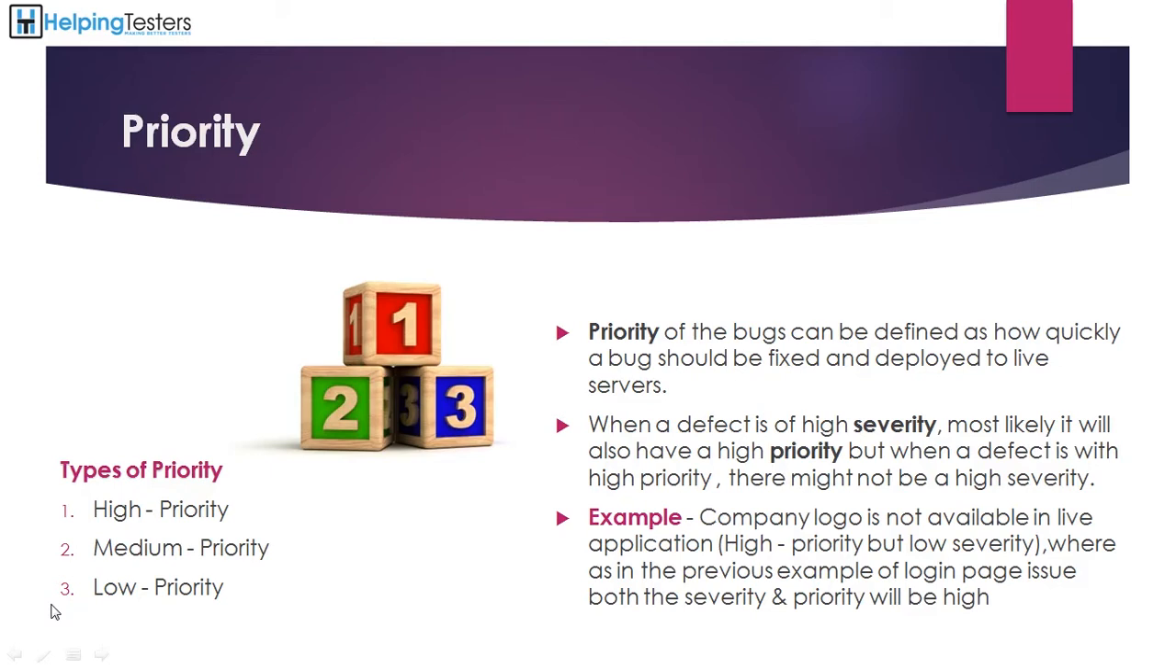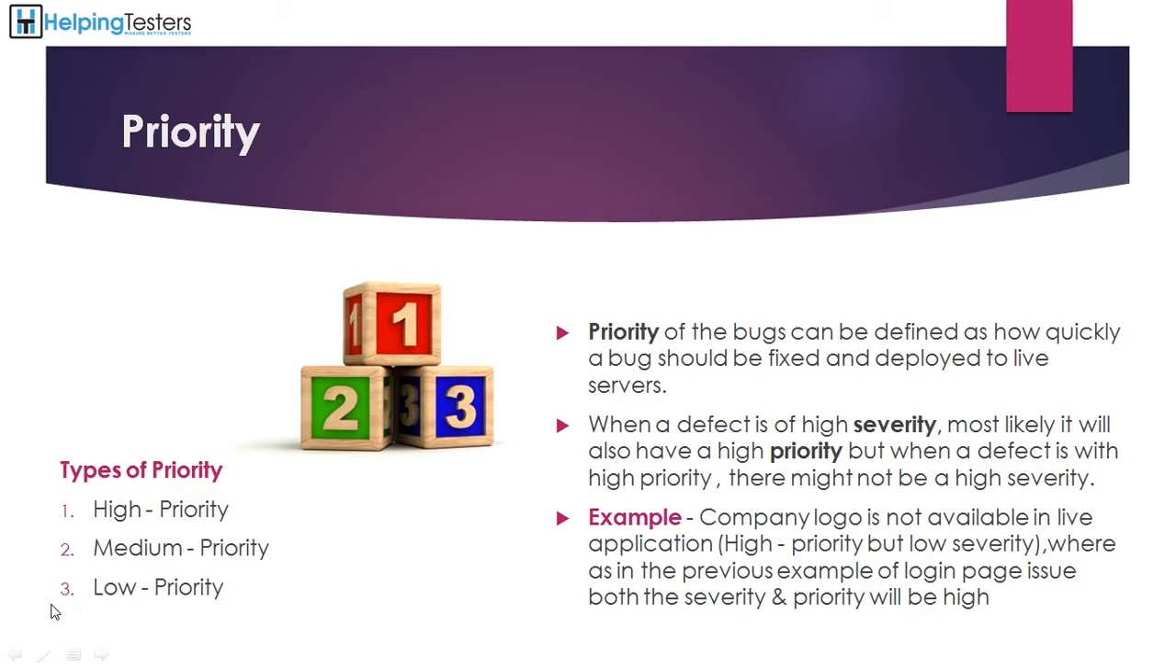Generally, we would say high severity bugs will always take high priority. For example, we have discussed a few critical severity issues such as the bank's interest calculation or the login page. Those always have high priority, because if the user is not able to log in, it is impacting their whole activity. So in that case, that defect has to be fixed with high priority. So generally, high severity bugs will always have high priority, but high priority defects will not always have high severity.